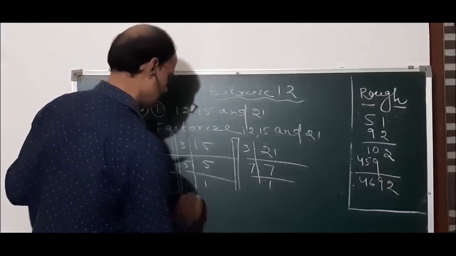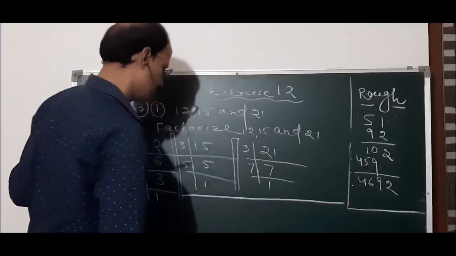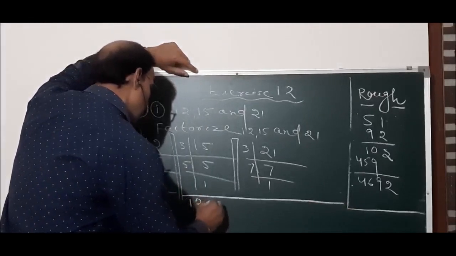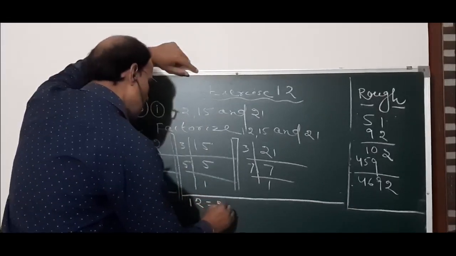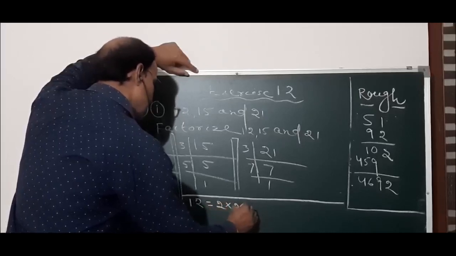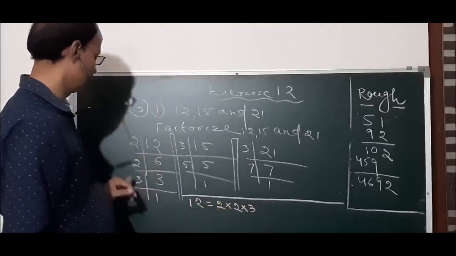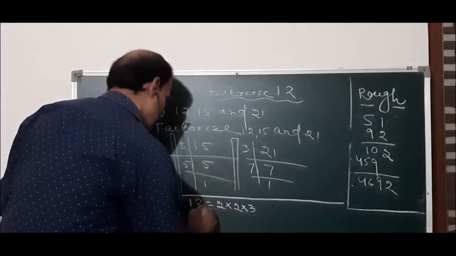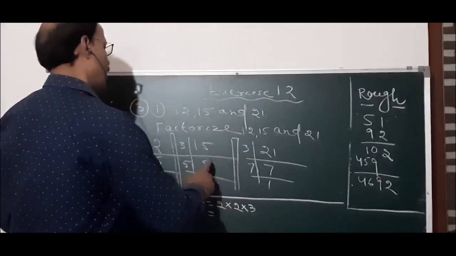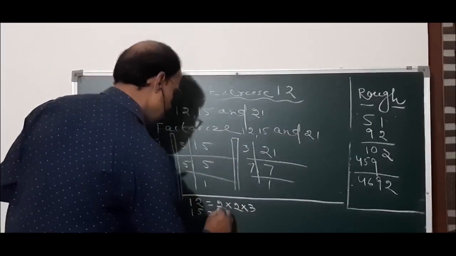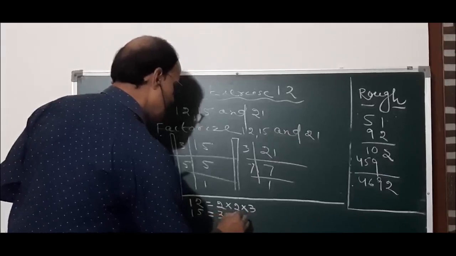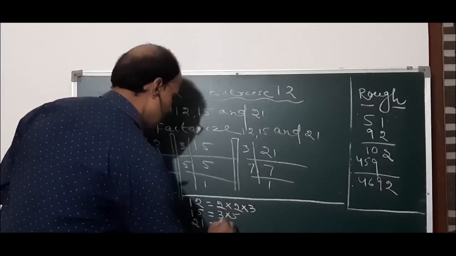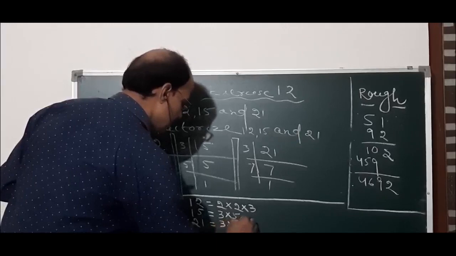Here we may write first 12 equal to 2 multiply 2 multiply 3. Okay. Then 15 equal to 3 multiply 5. Then 21 equal to 3 multiply 7.